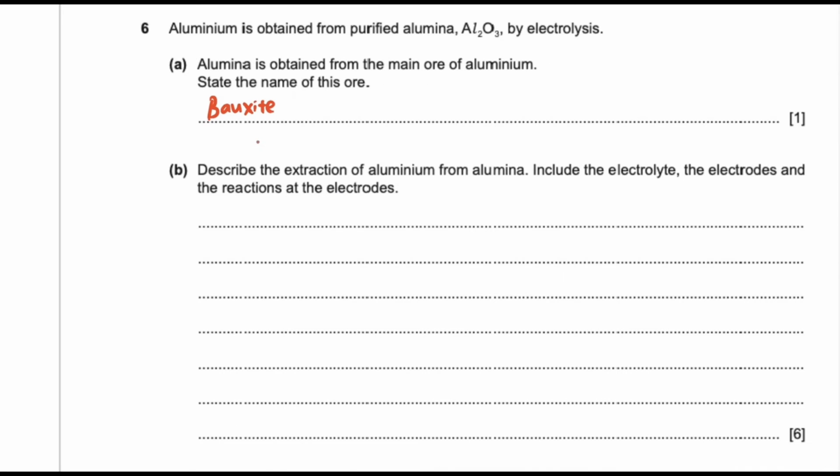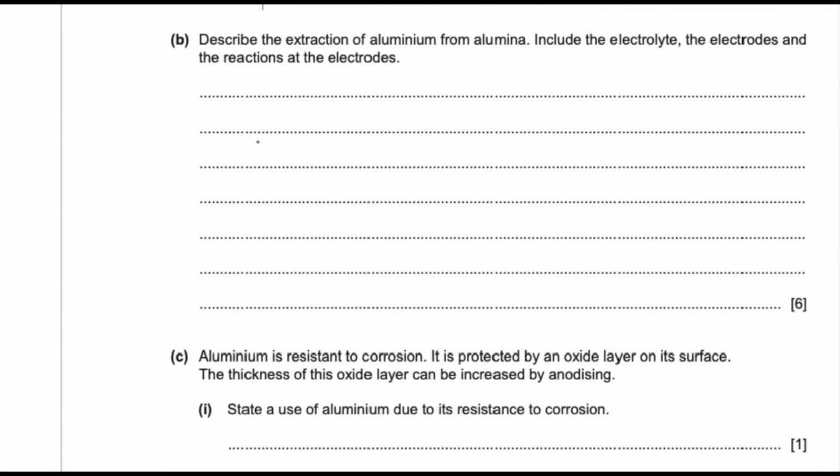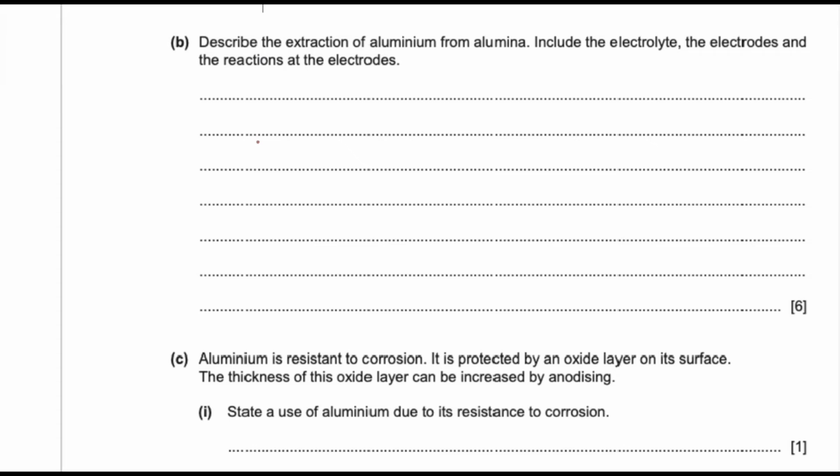Now let's continue. Look at part B. Describe the extraction of aluminium from alumina. Include the electrolyte, the electrodes, and the reactions at the electrodes. So it's a 6 marks question, quite a lot. You need to know all the details, especially the electrolyte, electrodes, and the reactions. So how to get 6 marks?